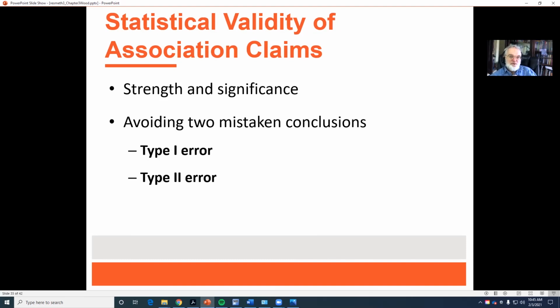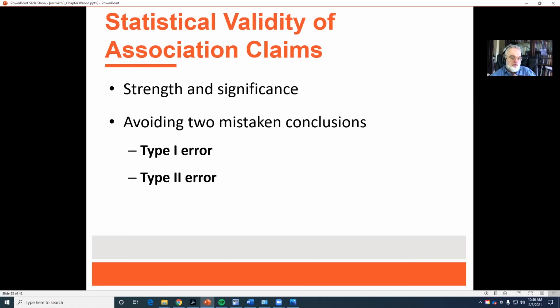And I try to remember everything I say, but yes, strength and significance are the 2 things that she looks at in the association claims. It's important to remember the terms from Stat 1200 when we talk about a type 1 error and a type 2 error.